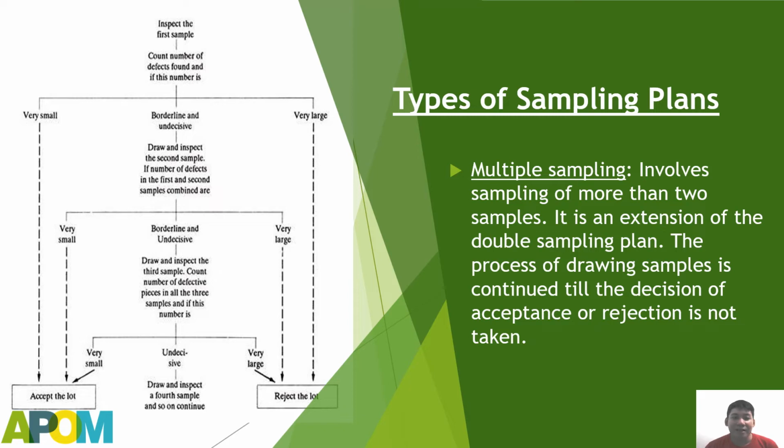It is comparatively difficult to design and explain and expensive to administer. It involves a higher overhead cost as compared to single and double sampling plans. It involves more record keeping. In theory, multiple sampling may often permit lower total inspection than double sampling for a given degree of protection because of the smaller sample sizes required.